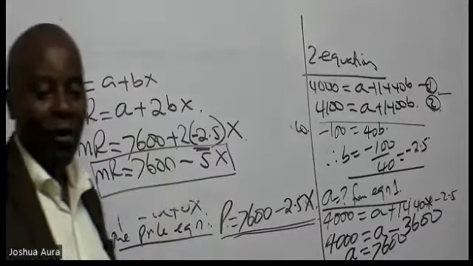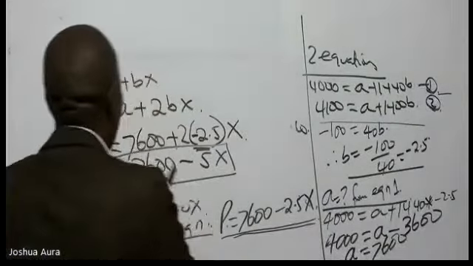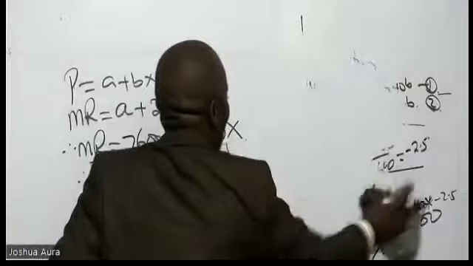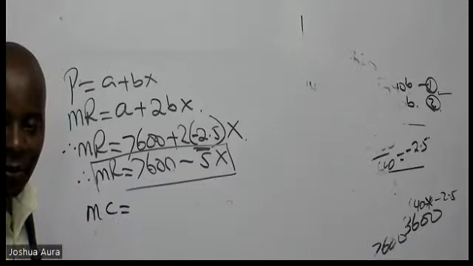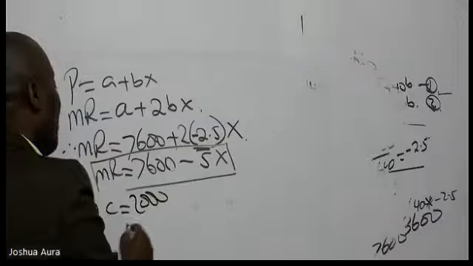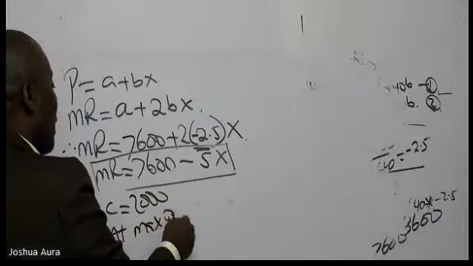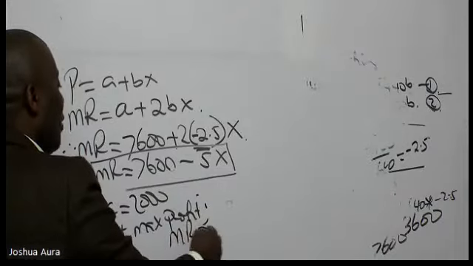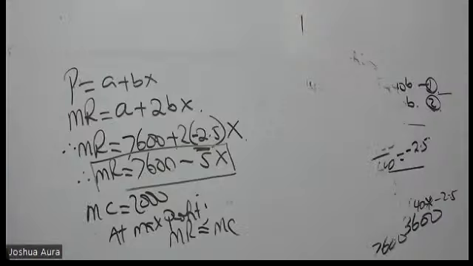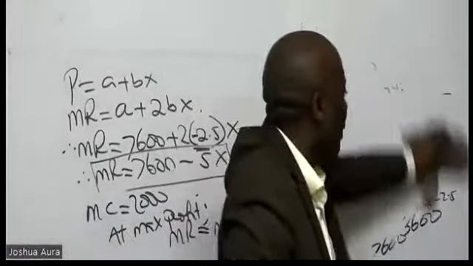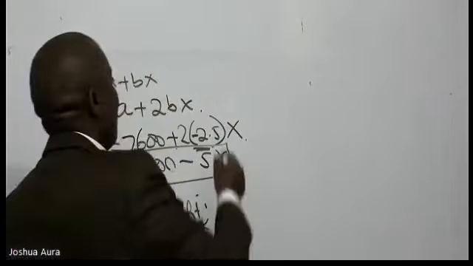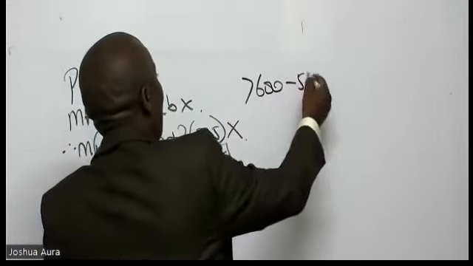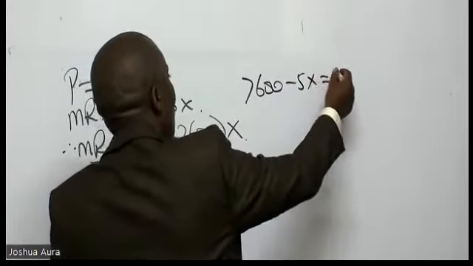Now, once I get this, remember that you had given me marginal cost. For the double room, marginal cost is 2,000. And we said that at maximum profit, marginal revenue should be equal to marginal cost. And marginal revenue now is 7,600 minus 5X, which should be equal to marginal cost of 2,000.